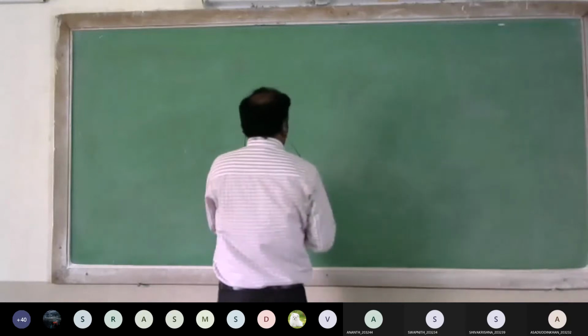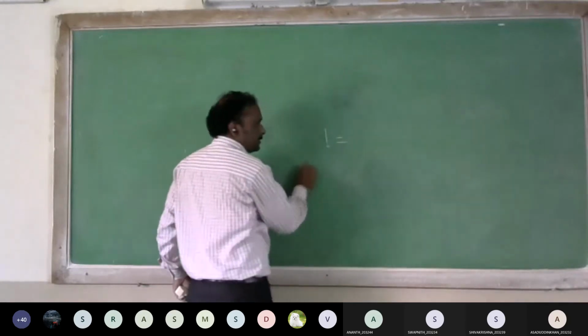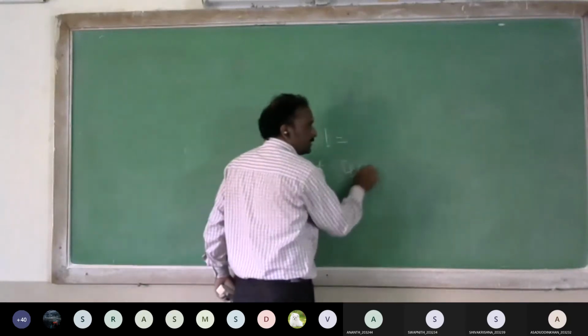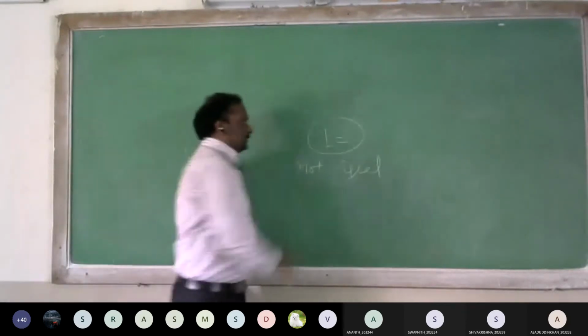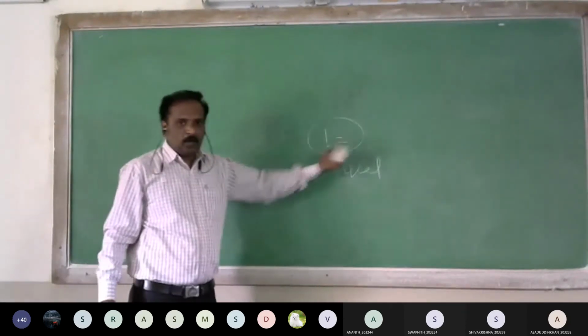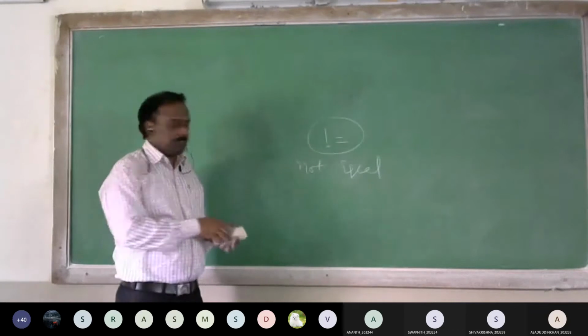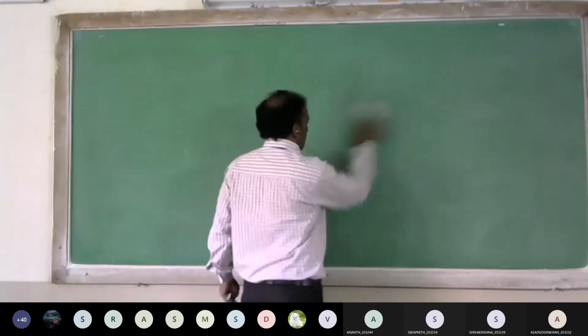So here I had used not equal symbol. This is called as not equal. This is not equal symbol. So we will discuss this one when I am explaining about the operator.